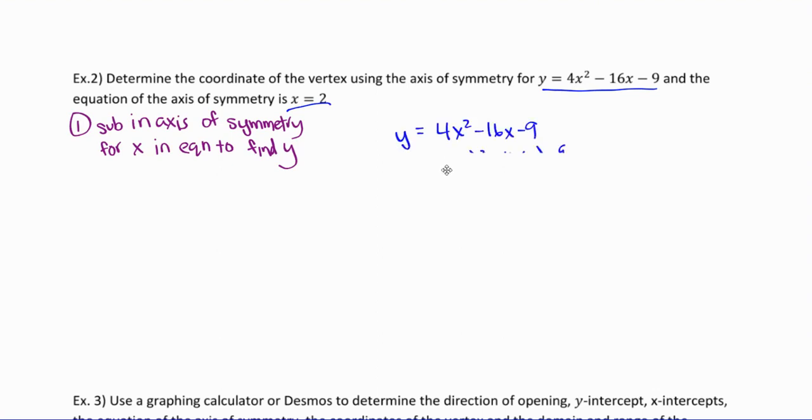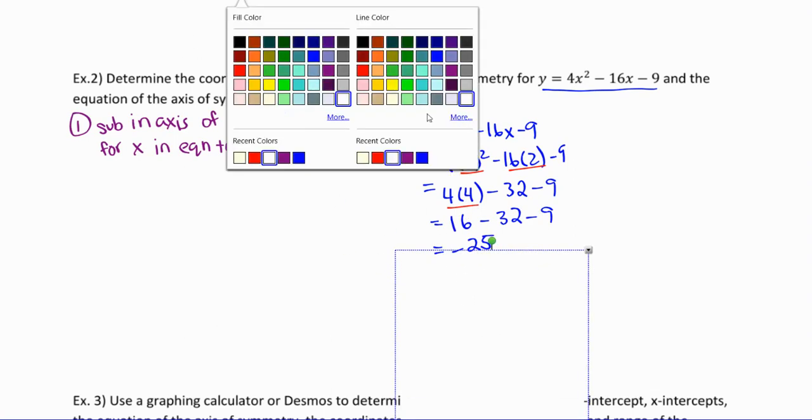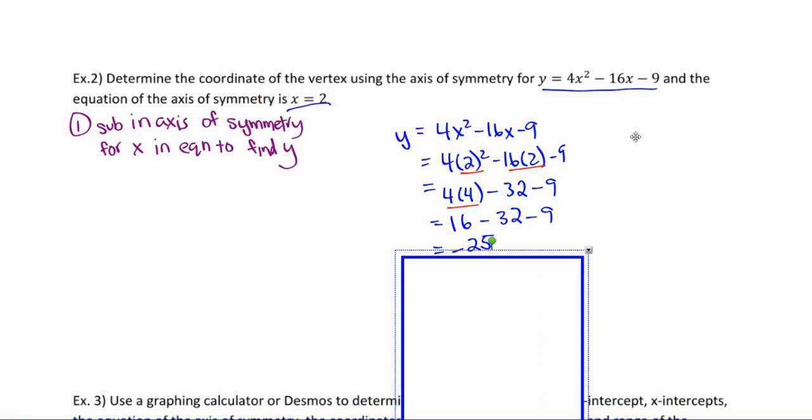Okay, so our original equation is 4x squared minus 16x minus 9, and we're going to be putting 2 in for x. So it'll be 4 times 2 squared minus 16 times 2 minus 9, and then you're just doing BEDMAS. So 2 squared is 4, 16 times 2 is 32, and 4 times 4 is 16, so 16 minus 32 minus 9, we get negative 25, which does make sense.